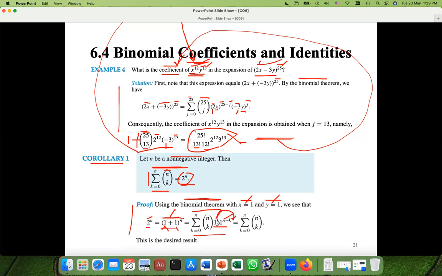So what is remaining? Sigma k starting from 0 to n, n choose k. Here we have the 1, but there is no need to mention it. And that is the left-hand side of that corollary. So we have started from the right-hand side and we have reached the left-hand side, hence proved.